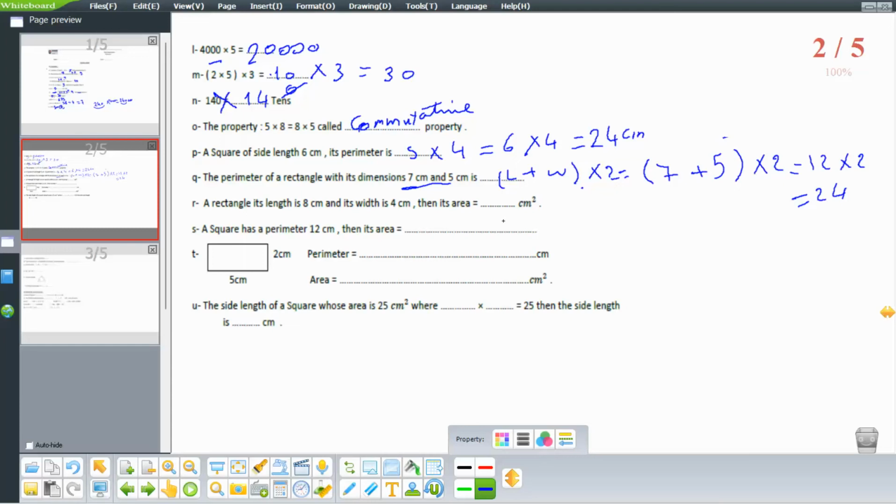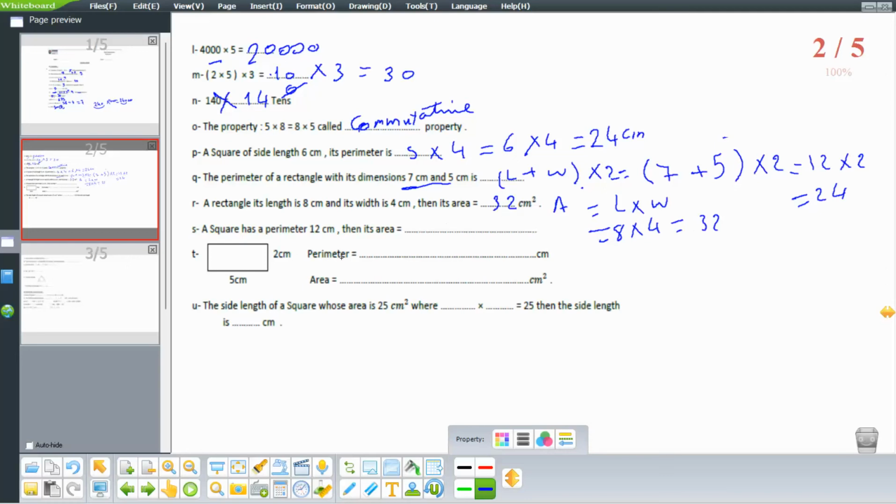Okay. A rectangle, its length is 8 centimeters and its width is 4. So the area of the rectangle equals length times width equals 8 times 4 equals 32 square centimeters. So the answer will be 32 square centimeters.